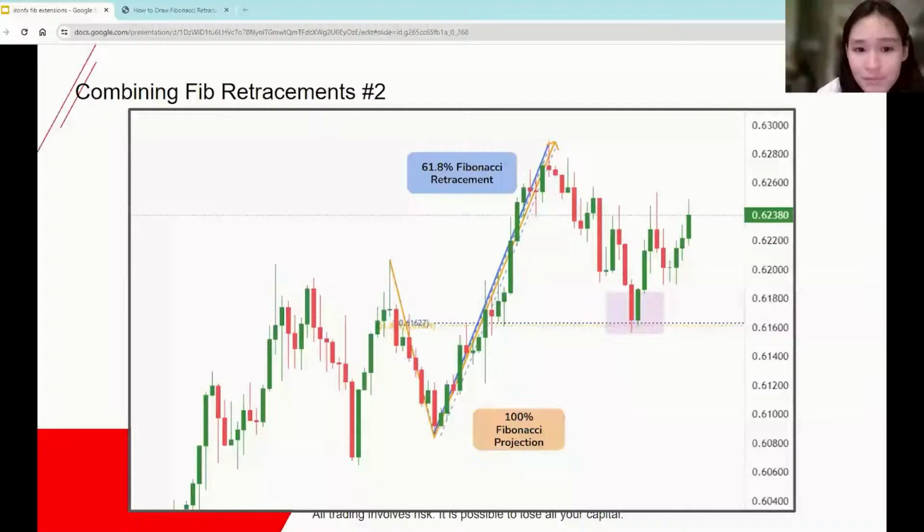Another example, here we have 61.8% Fibonacci retracement, matching up with a 100% Fibonacci projection. In case you can't see the lightning bolt shape, I've drawn out the arrow. The yellow arrow here is the Fibonacci projection, and the blue arrow, which is just one straight line, is your Fibonacci retracement. Okay, and we can see price bouncing off of that confluence area there.